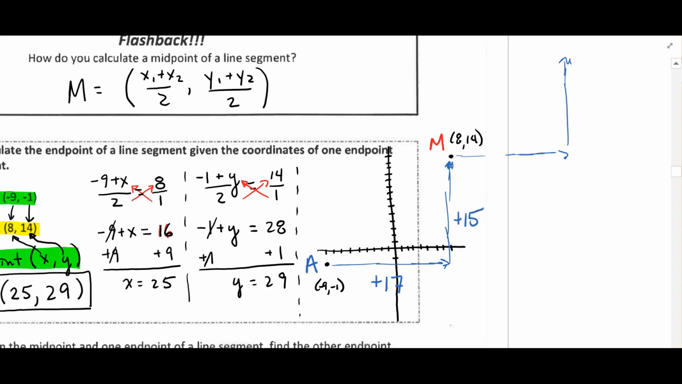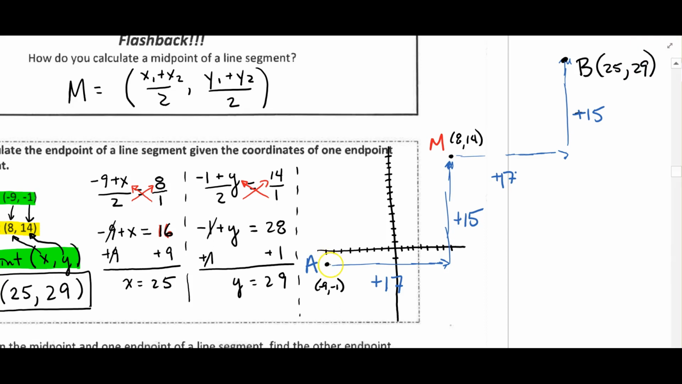So now I know to get to the next point over here, we'll just call that B. We'll figure out what those are. I'm going to have to go plus 17 to the right, so 8 and then another 17. That's going to give me 25. And then I'm going to have to go up 15 again for the y coordinate. So I was at 14 and I'm going to go up another 15, and that gives me 29. So this is more of a visual representation of it.